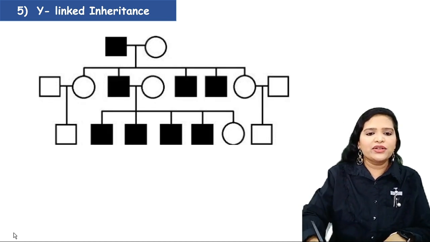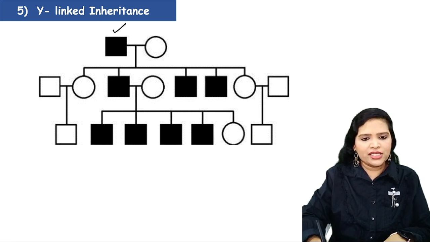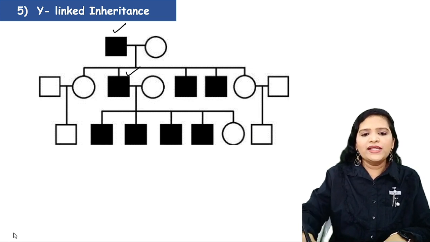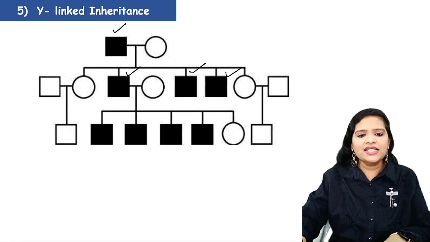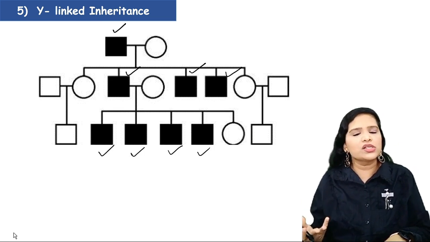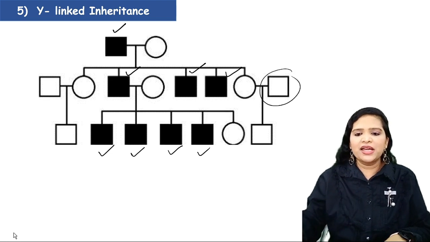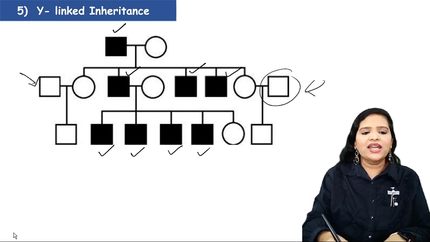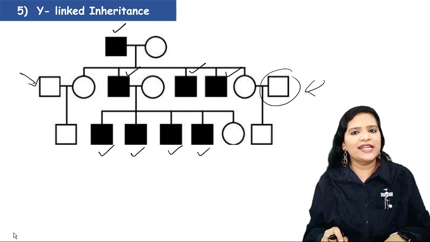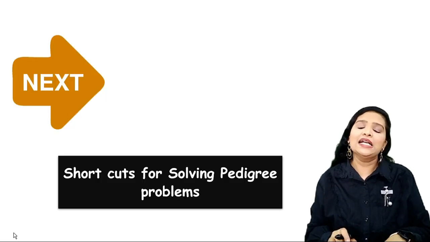So look here, here also the father is affected. Okay, so all the males in the first generation are affected. Similarly, from the affected male, all the males in the second generation are also affected. These 2 males are from another family, so that's why they are unaffected. Got it? So this is Y-linked type of inheritance which we could easily identify.